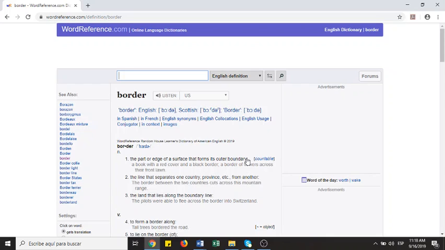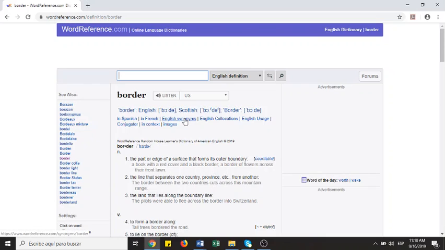That's kind of complicated. So let's see number two. The line that separates one country or province from another. I will copy that one. Number two, yeah, it's easy to understand and easy to use. I will write it or memorize it, but I usually do write it in my lesson plan notebook. Like border: the line that separates one country from another. That would be the definition.